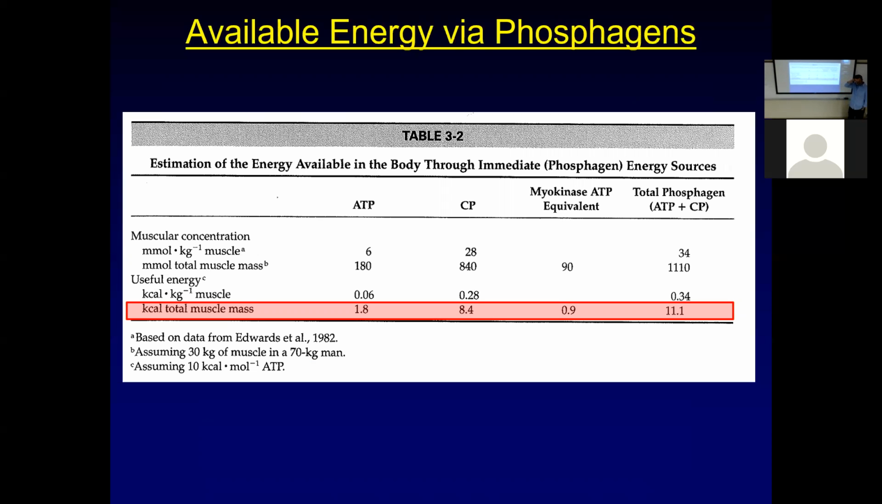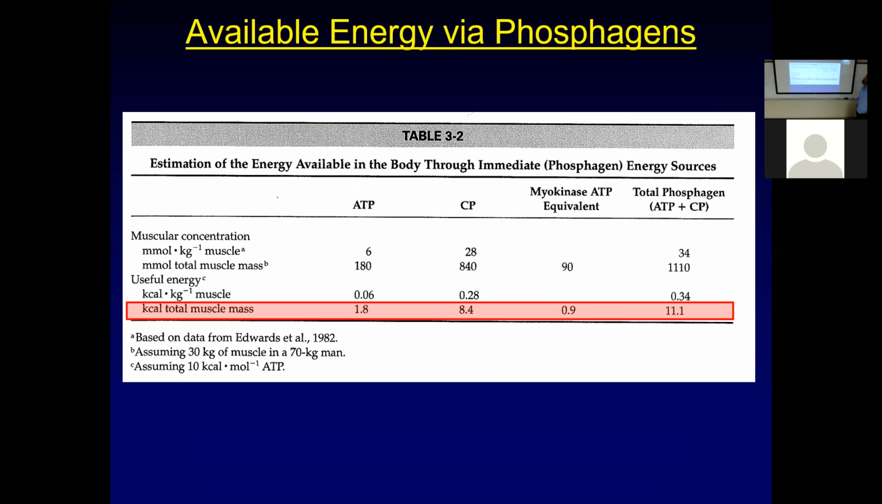I don't know that it's really of use to anybody to do this again, but you've got some data from a very famous exercise physiologist who will come up again, Edwards, that were published in '82. This is concentrations of these things in millimoles per kilogram of an actual muscle. And then we've got total muscle mass. We're assuming 30 kilograms of muscle from a 70-kilogram dude. And then we're assuming in some of our other calculations how much useful energy we have, that there's 10 kcal per mole of ATP. All of those are based upon different studies.